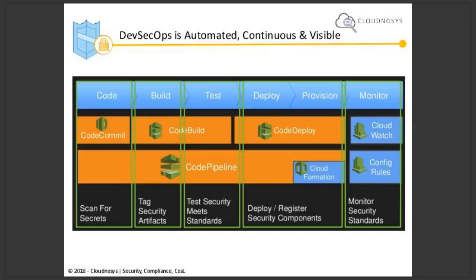So code, for example, you can scan for secrets. Now, secrets meaning secret keys, enabled keys. You'd be amazed how many times developers leave an AWS key in there, and some hacker gets in and finds that key. You should be tagging your artifacts for security and compliance. So if you have things that are HIPAA specific or GDPR specific and so on, you should be tagging those things as part of your flow.